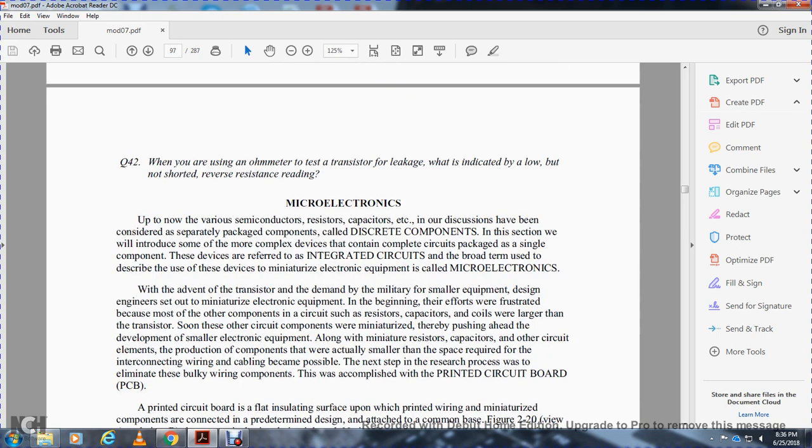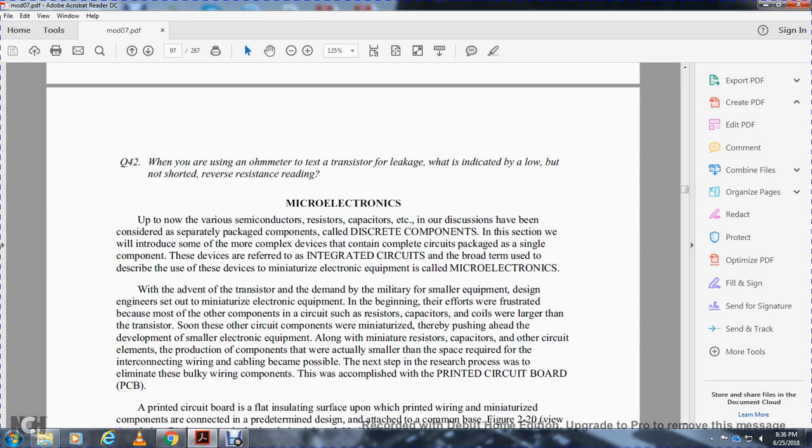Now, microelectronics. Now that you know the various semiconductors, resistors, and capacitors in our discussion of separate packaged components, or discrete components, we will introduce some of the more complex devices that package a complete circuit in a single component. This device is referred to as an integrated circuit. This broad term describes the field of miniature electronic equipment, called microelectronics.